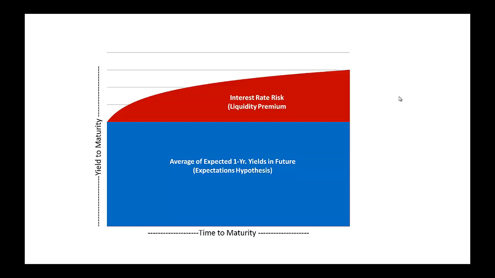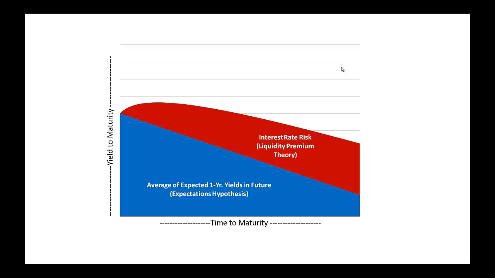Remember, as you go out on the yield curve, bonds have higher interest rate risk. So according to the liquidity premium theory, they have to have higher yield to maturity. So if the yield curve is downward sloping, it has to be a function of the expectations hypothesis. Notice that the area in red is still growing, like it has to. Right? Again, higher interest rate risk has to have higher yields to maturity. So a downward sloping yield curve has to be driven by the expectations hypothesis.